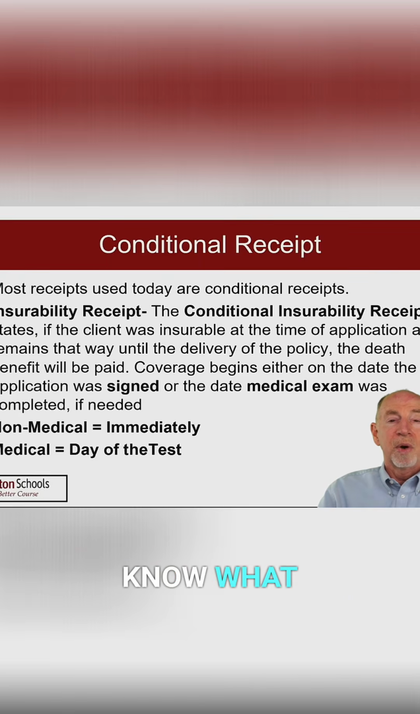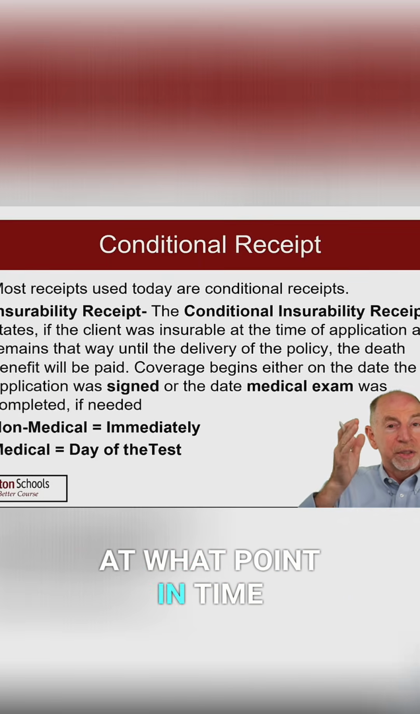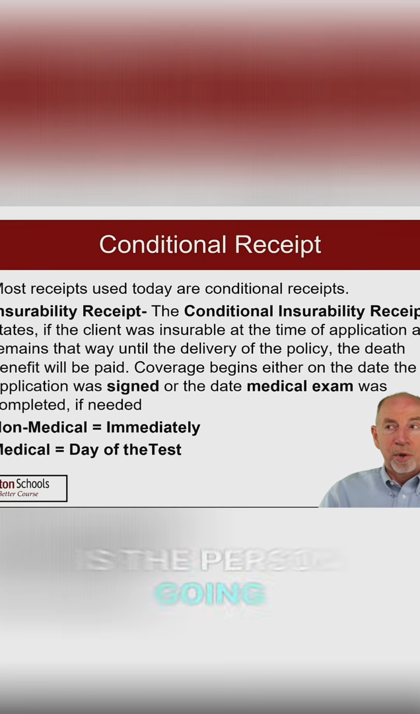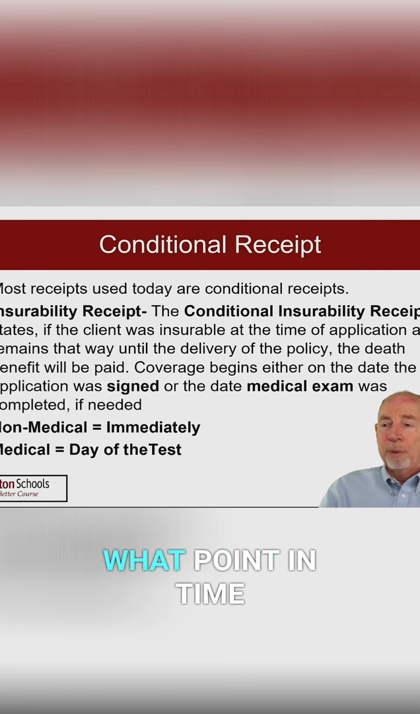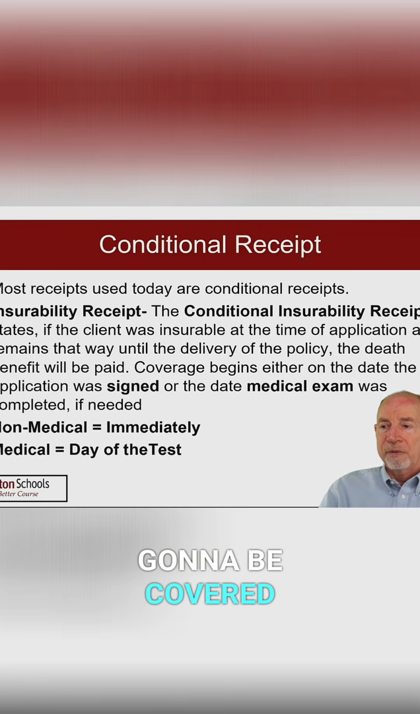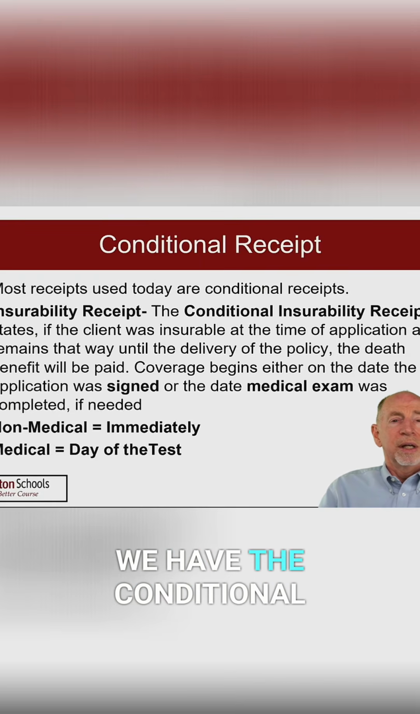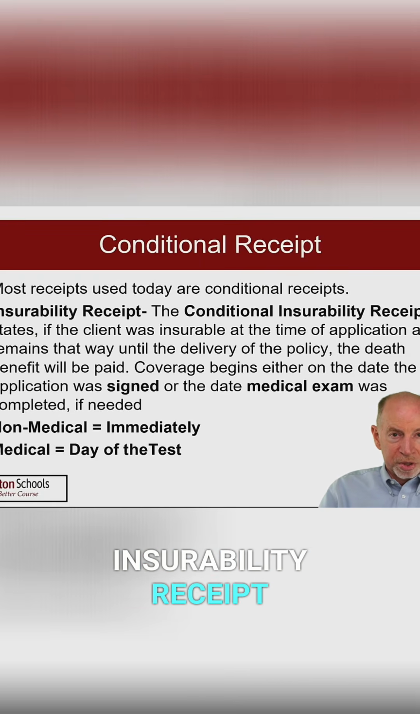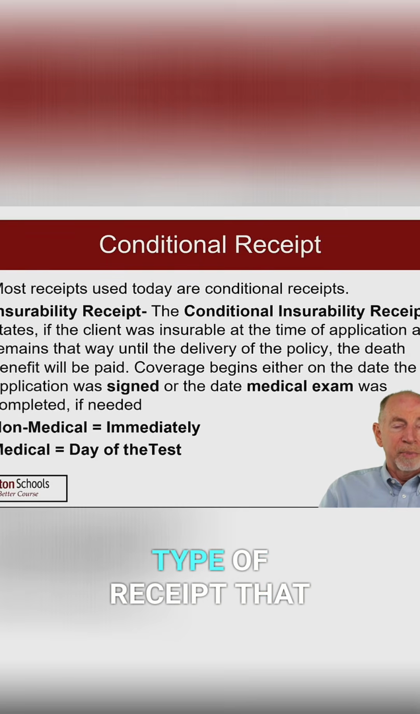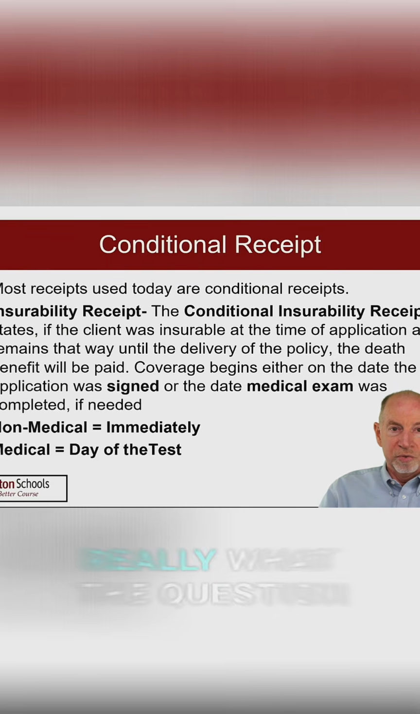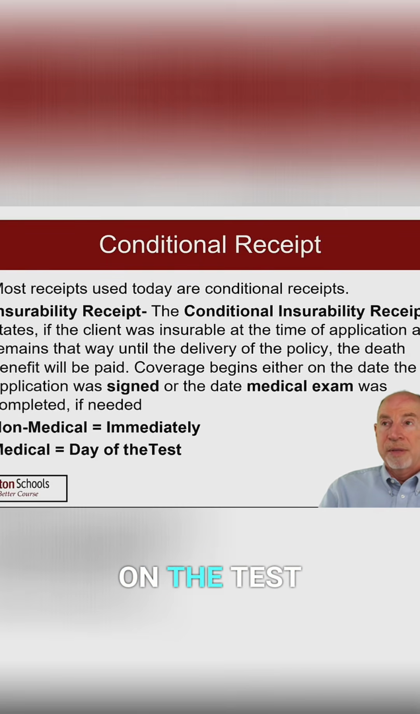So you need to know what? At what point in time is the person going to be covered? So first off, we have the conditional insurability receipt. Now, this is the actual type of receipt that we actually use, which means this is really what the question is going to be about on the test.